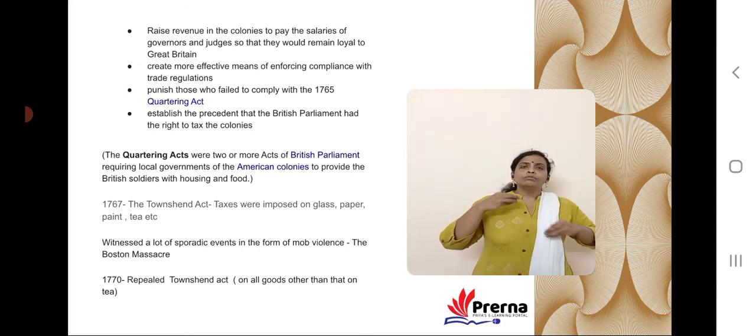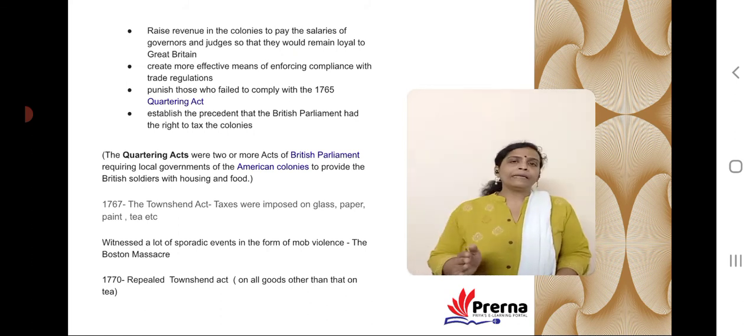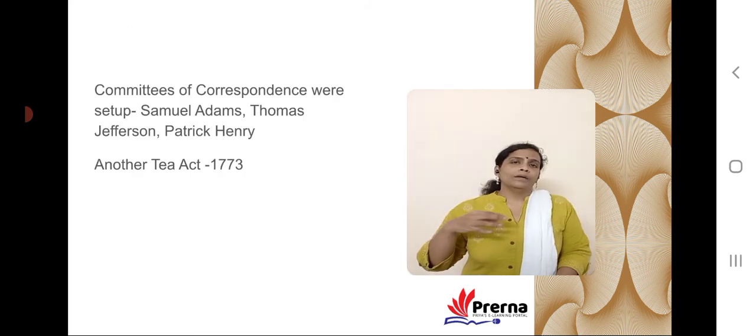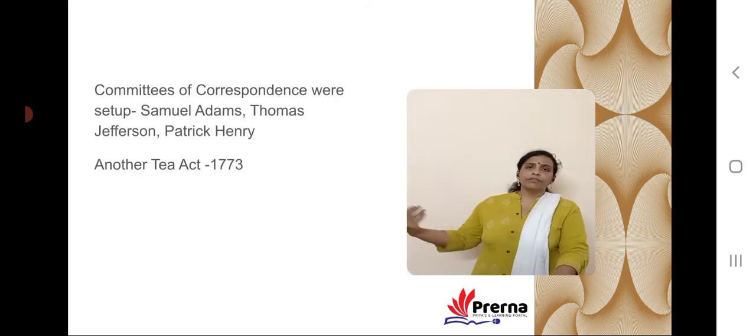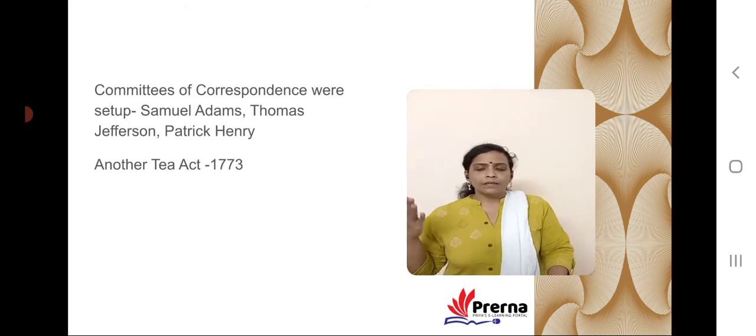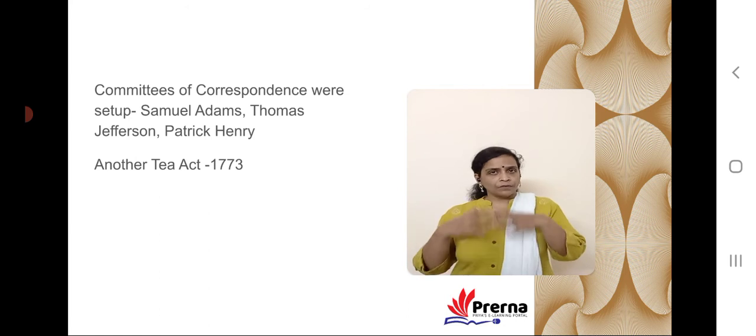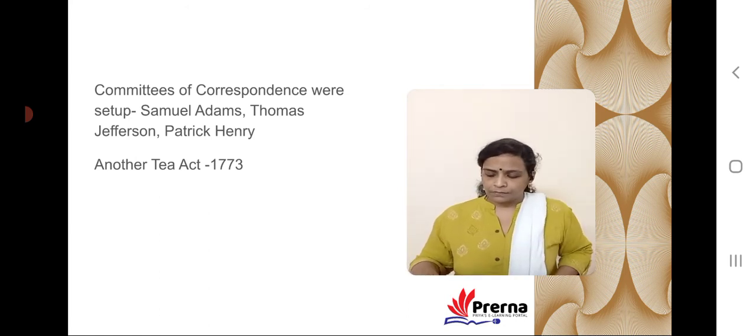Due to all these protests in 1770, the Townshend Act got repealed, but the British government decided to continue with the revenue tax on tea. All the other goods, which were glass, paper, and paint, they repealed. So they kept the tax for tea and repealed all the other taxes on all the other items.